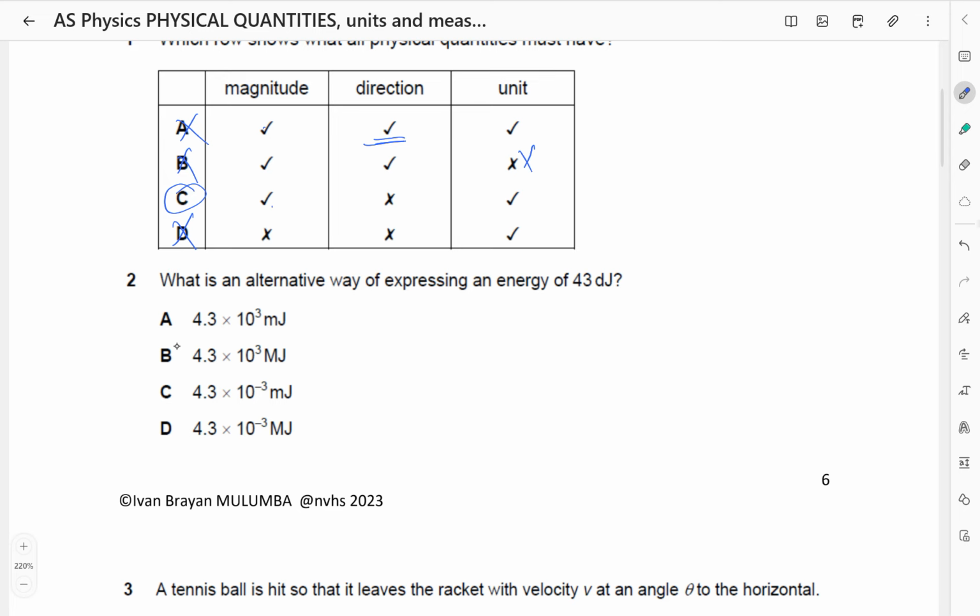What is an alternative way of expressing an energy of 43 joules? That is D. This D is it.